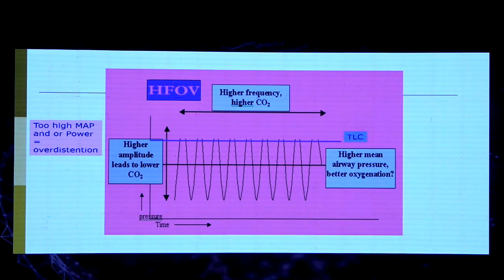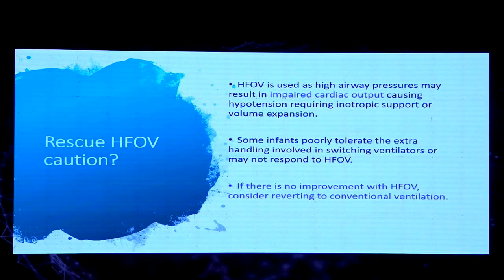Usually we'll see some dampening of the oscillation on the chest of the baby. The X-ray will show overdistension. Babies may also have hypotension because of decreased venous return and decreased cardiac output. So the answer to all these changes is to decrease the mean airway pressure rather than keep increasing your power to overcome carbon dioxide accumulation.